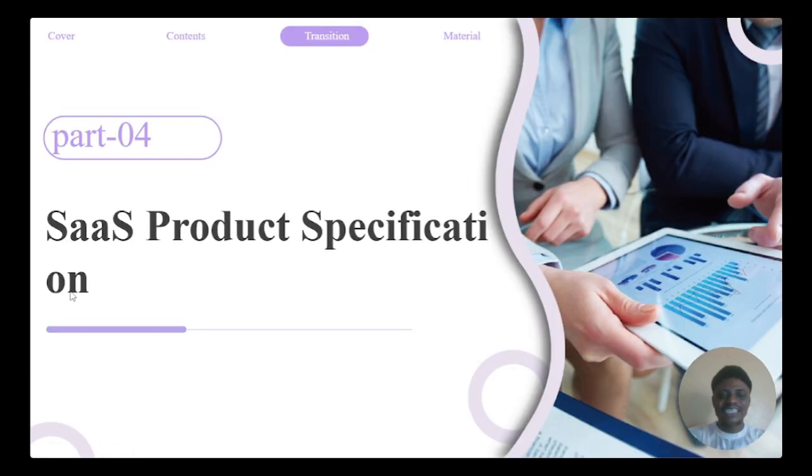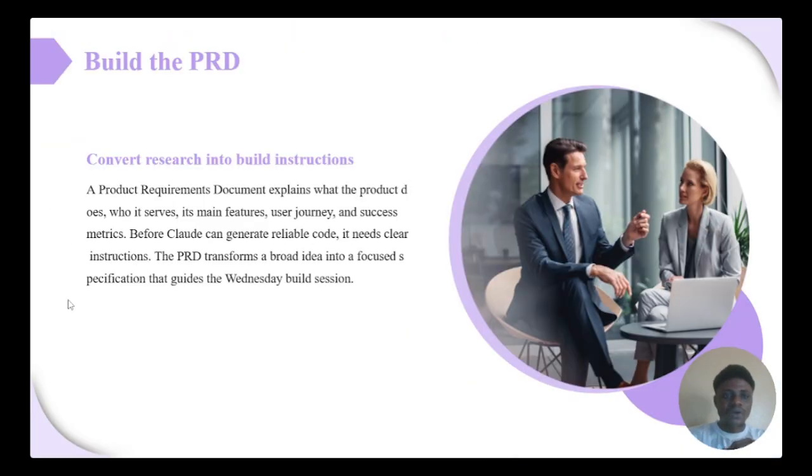Part one, you're looking at SaaS product specification. Now, we are going to build a product requirement document. Yes, this document explains what the product you're trying to create is, what it does, who it is going to serve, and the main features of the product, the user's journey, and success metrics. These are key areas that need to be addressed inside of your requirement document.